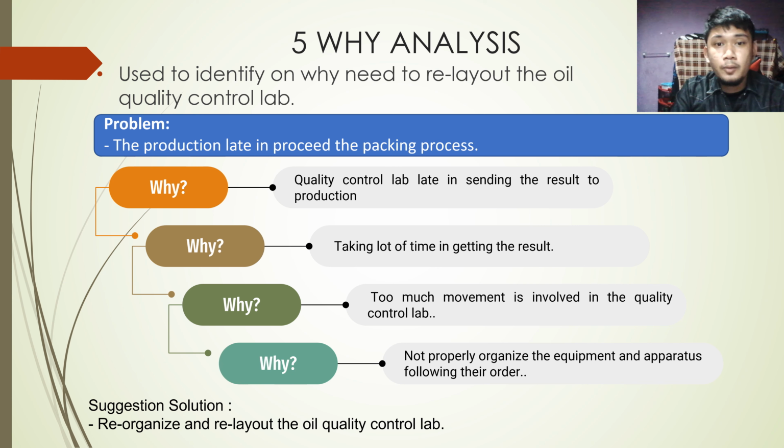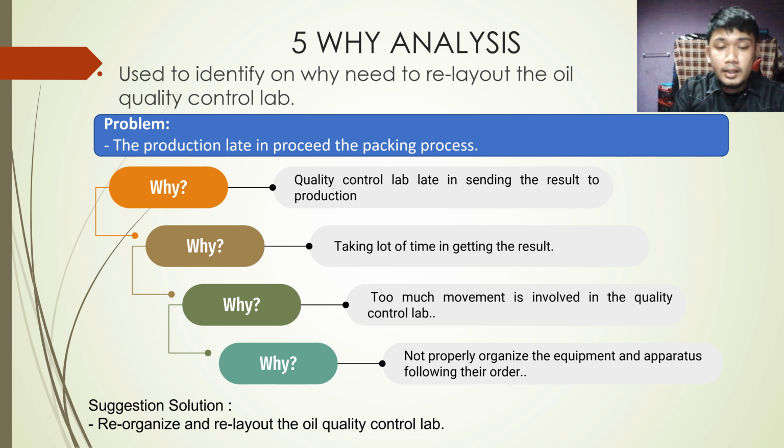Next is the 5 Why analysis method. It is used to identify why there is a need to re-lay out the oil quality control lab. The problem is that production is late in proceeding with the packing process. Then we ask why the problem happened. First, why is the quality control lab late in sending the result to production?